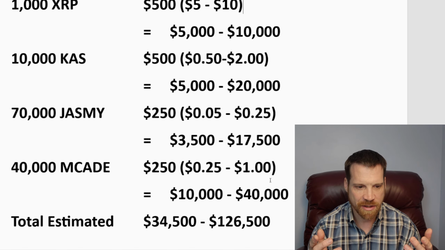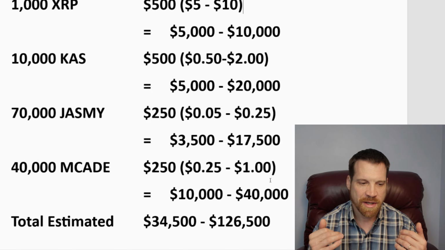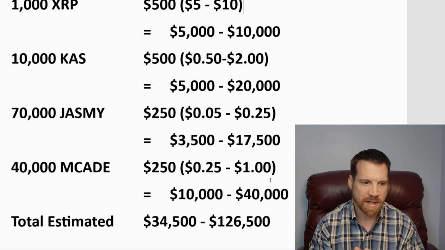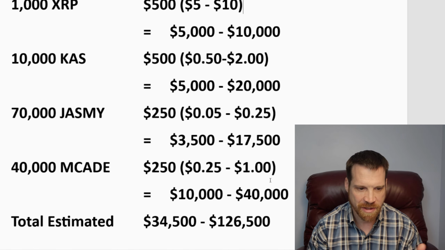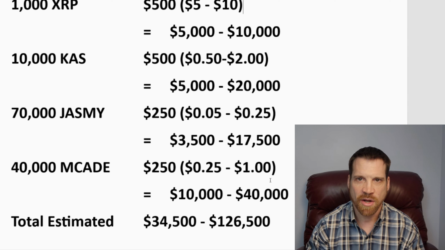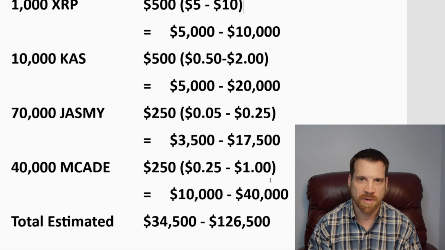The last one I've got on here, and then I've got some more at the end that I think you could mix into these if you don't like some of these, is 40,000 MK for 250 bucks right now. Some people are calling this one a rug pull because it's come down so much under the IDO price.